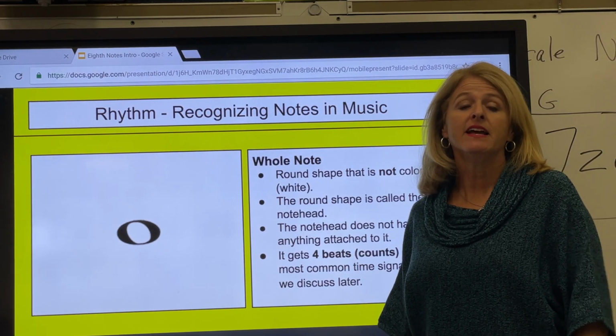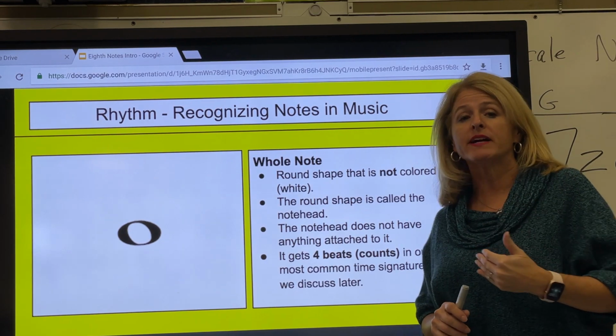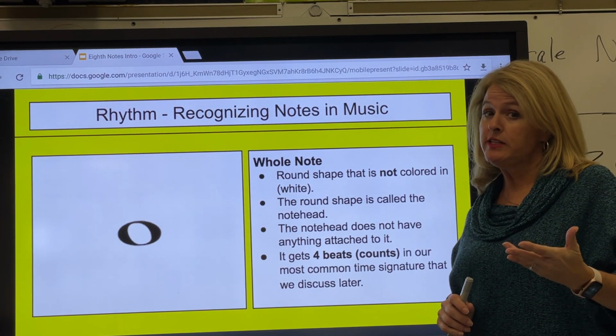Hey, 6th grade band, this is an introduction to eighth notes. So let's review first by recognizing some note values that we should know by now.